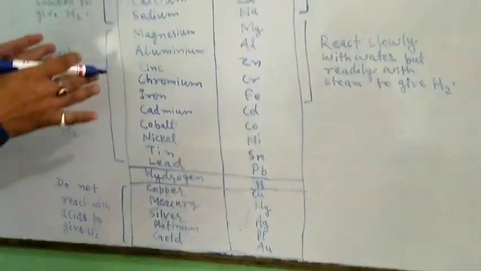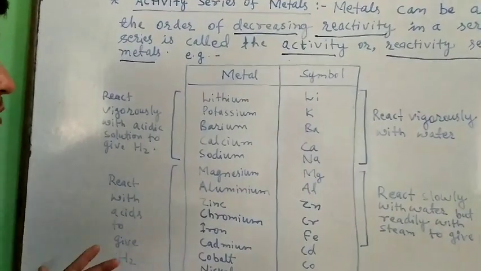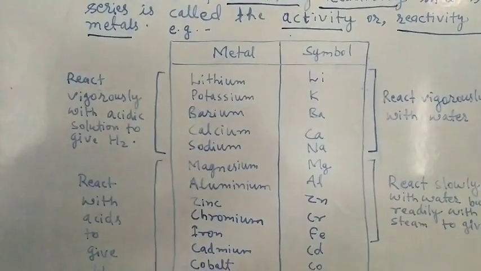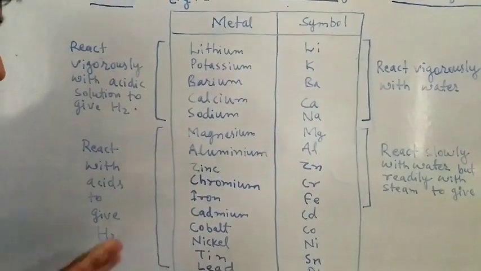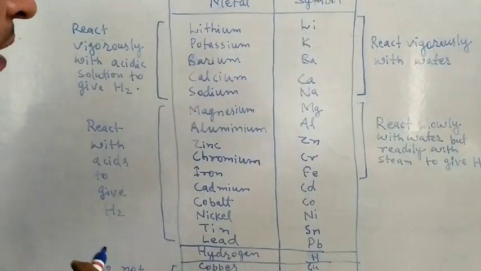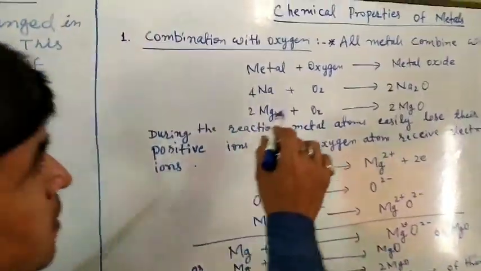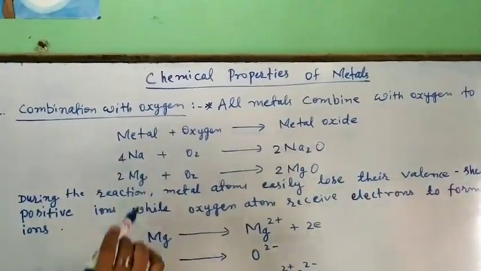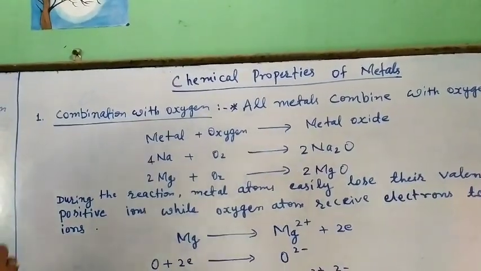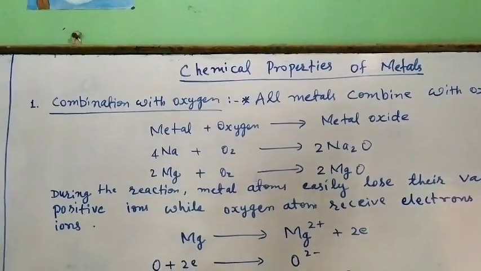So this is the reactivity series of metals, and this is very important for chemical properties. When we deal with the chemical properties of metals, this reactivity series plays an important role. Now we take the chemical properties of metals.